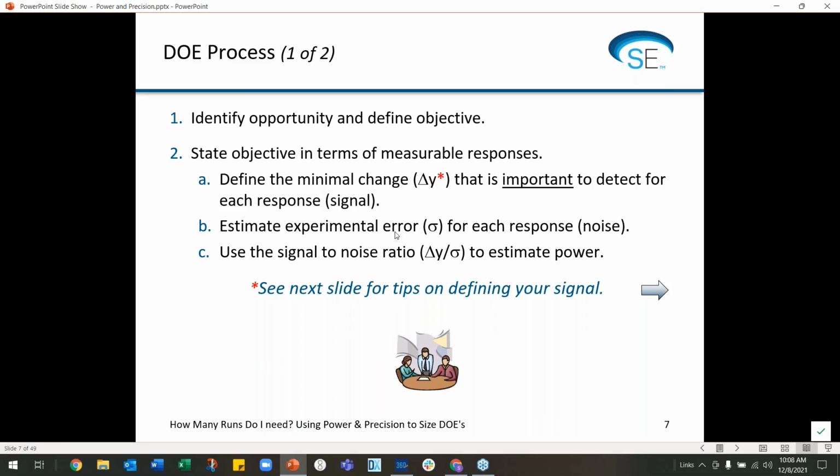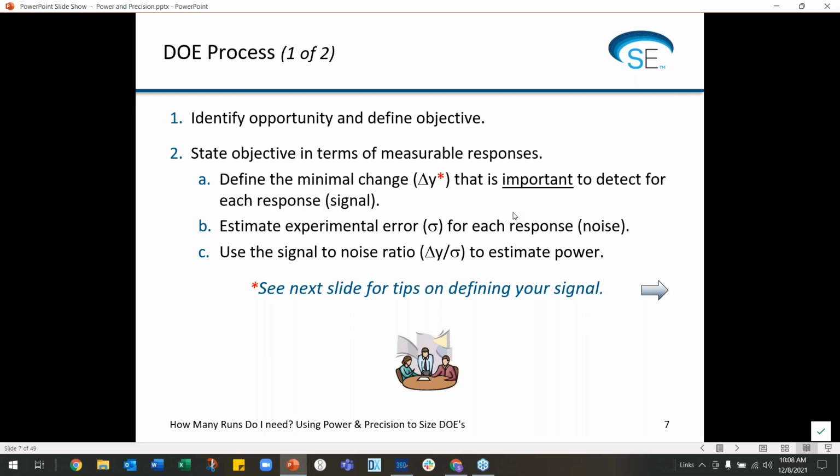Okay. B is actually the easier one. Estimate the experimental error or the standard deviation for each response. What's the natural process variation of this response? If you have measured this response over some time, I'm quite sure that you can dig into some historical data and pull up information on the variation of this response over some period of time.